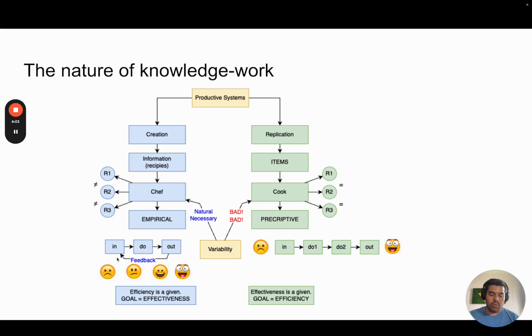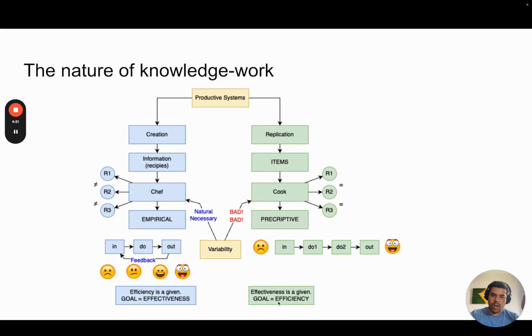And in the green world, effectiveness is a given, and your goal is efficiency. So what does that mean? What's the difference between effectiveness and efficiency? Effectiveness is solving the problem, right?